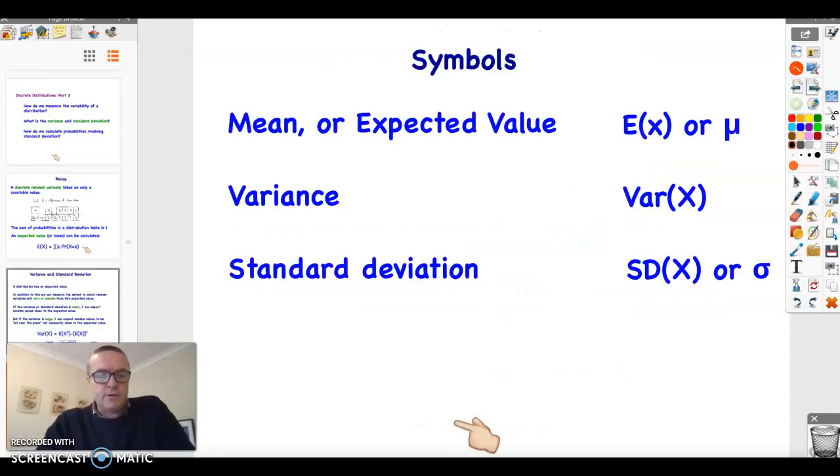You'll see different symbols used for these quantities from time to time. So I just want to be clear, when we talk about the expected value or the mean, we can use E of x, or we can use mu, the Greek letter mu. When we talk about the variance, as far as I know, the only way to signify that is to use VAR. And when we talk about the standard deviation, we can use SD, or we can use the small Greek letter sigma. So we'll use those symbols today, in particular the Greek letters.